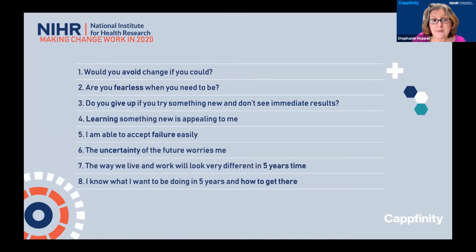Do you give up if you try something new and don't see immediate results? Learning something new is appealing to me. I am able to accept failure easily. The uncertainty of the future worries me. The way we live and work will look very different in 5 years' time. I know where I want to be in 5 years and how to get there.